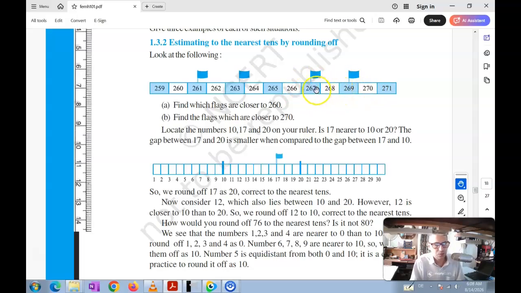And so you would round up, meaning that the tens place value in each of these numbers is incremented by 1, which means that the 6 becomes a 7, and in the ones place value you would put zeros. So that would be 270 for both of these numbers.